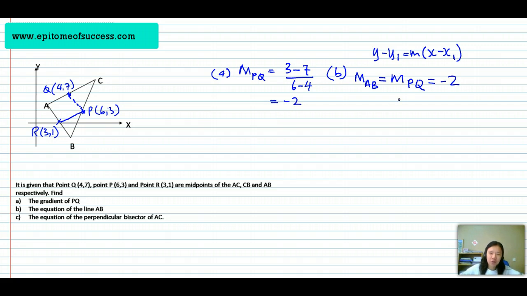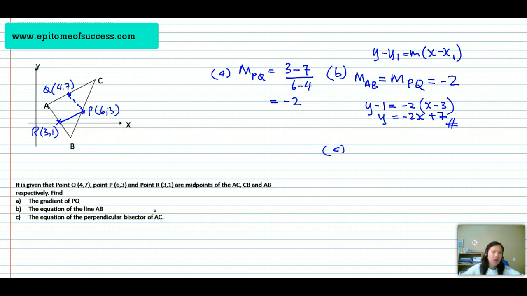Okay, so now this is related, right? M of AB is equal to M of PQ, so you have the gradient. So straight away you can put it into this formula, y minus y1. You're looking for AB, right? The only point that you have is R, so put it in. y minus 1 is equal to the gradient, which is -2, times x minus x1, which is 3. So that will give you y equals -2x plus 6 plus 1, that is plus 7. And that's it. Equation of the line AB. Simple, huh? If you know the characteristics within a triangle.